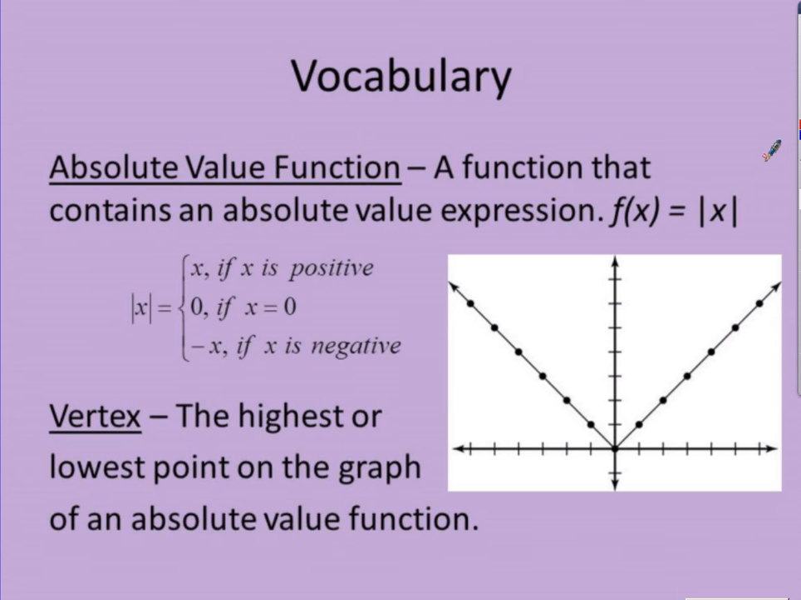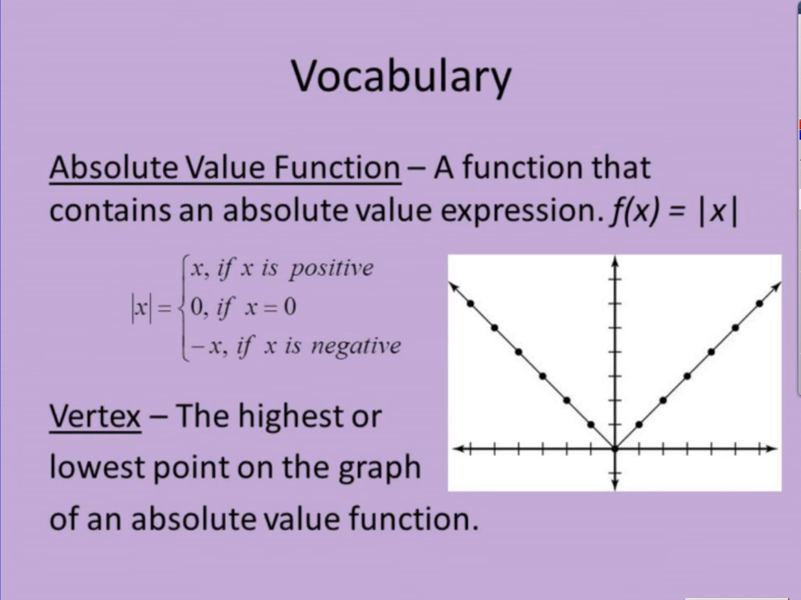The equation looks like f of x is equal to the absolute value of x. On an absolute value function, when the x value is positive, the equation is just x. If the x value is negative, the equation is negative x. And where x is 0, our value is just x.